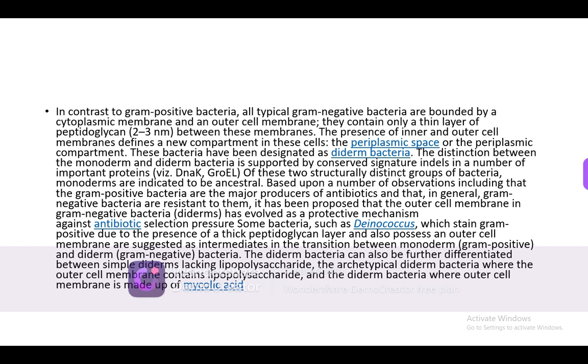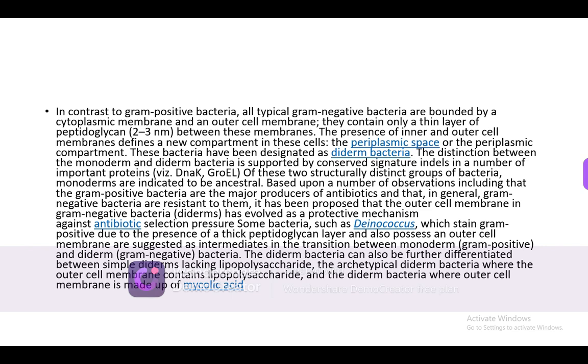In contrast to the gram-positive bacteria, all typical gram-negative bacteria are bounded by a cytoplasmic membrane and an outer cell membrane, and they contain only a thin layer of peptidoglycan between these membranes. The presence of inner and outer cell membranes defines a new compartment in these cells, the periplasmic space or periplasmic compartment, where the fluid is there. These bacteria have been designated as diderm bacteria. The distinction between the monoderm and diderm bacteria is supported by conserved signature indels in a number of important proteins.